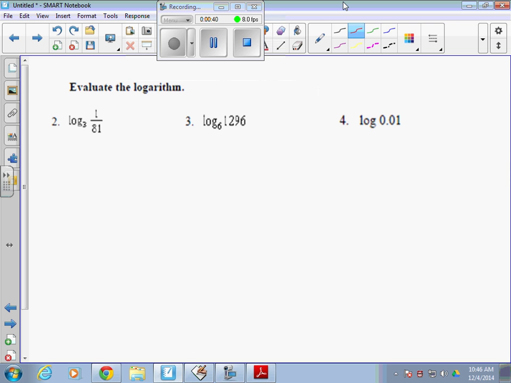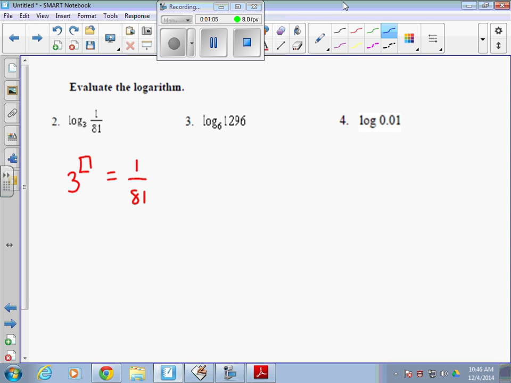Evaluating these logarithms, same thing. You're doing 3 to what power equals 1 over 81. You're making a fraction out of an integer, a number that we consider a whole number. So you're going to need a negative value for sure to make it ride the elevator. Then just count how many exponents you need to get from 3 to 81.